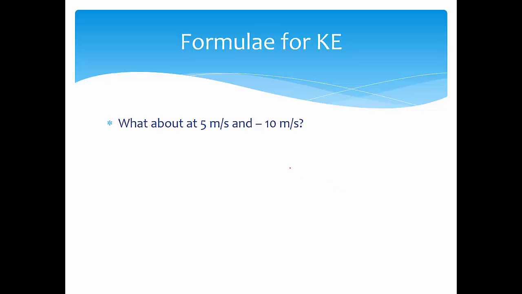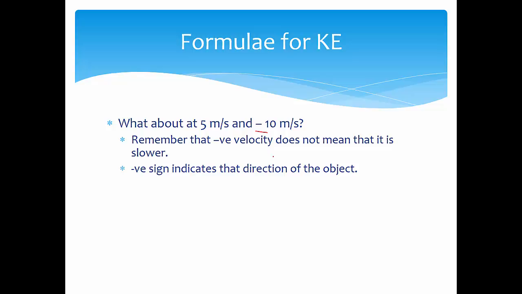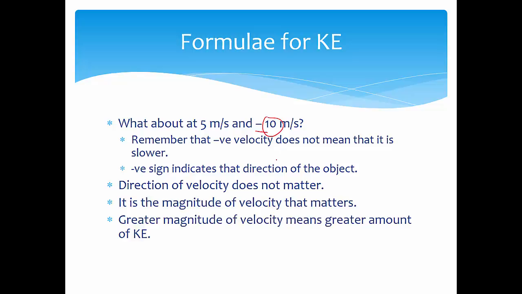So what about 5 meters per second versus negative 10 meters per second? A negative velocity does not mean that it is actually slower. The negative sign indicates the direction of the object. So the direction of velocity does not matter; it is the magnitude that matters. In this case, the greater magnitude of the velocity means a greater amount of kinetic energy. And if you look at the formula, you realize that velocity is squared. Comparing 5 squared and negative 10 squared, negative 10 squared is a larger value.